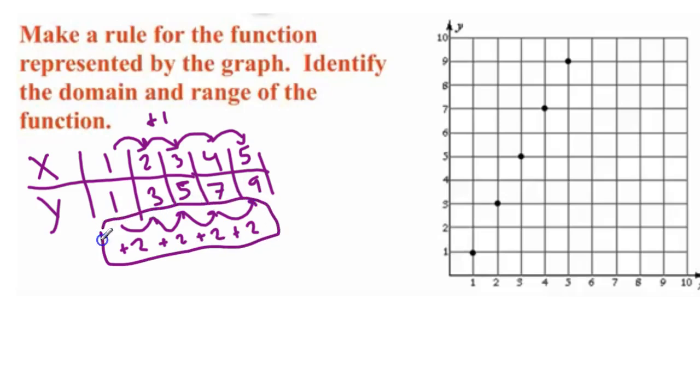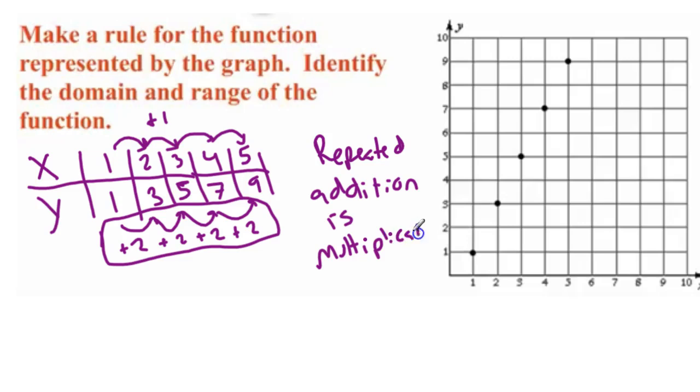If they're all being added by 2, well, repeated addition is multiplication. Do you know that? Multiplication. Look at that beautiful handwriting. So this is a really key concept. If you keep adding the same number every time, that's multiplication. So I know part of my rule is going to be a 2x because this is being multiplied by 2. There's got to be a multiplied by 2 somewhere in this rule.